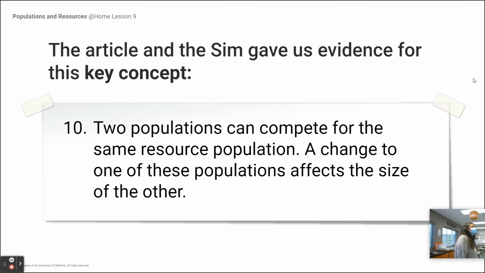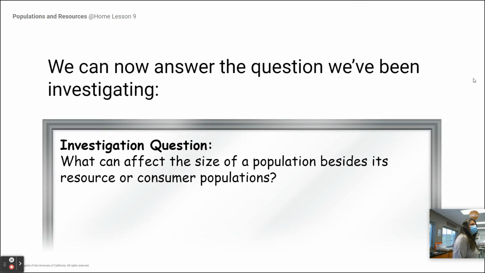So the article and the sim both gave us evidence for our 10th key concept, and that is that two populations can compete for the same resource population. A change to one of these populations affects the size of the other. We learned that that is an indirect effect.